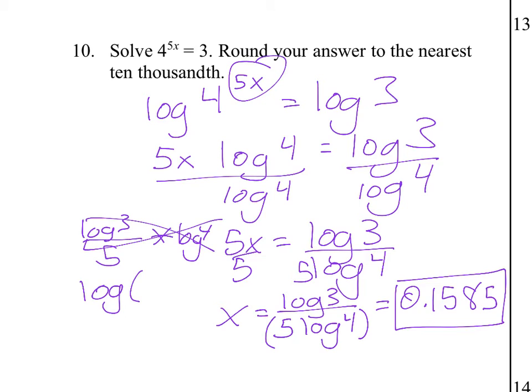Log 3, close your parenthesis. Actually, now that I think about it, I will write in red what you type in aside from the log. And then divide, and then you're going to have parenthesis 5 log 4 close. That's what's going to give you your answer: 0.1585.